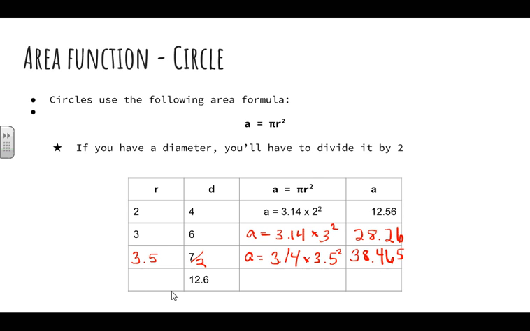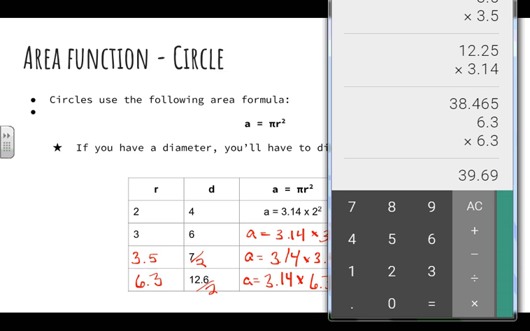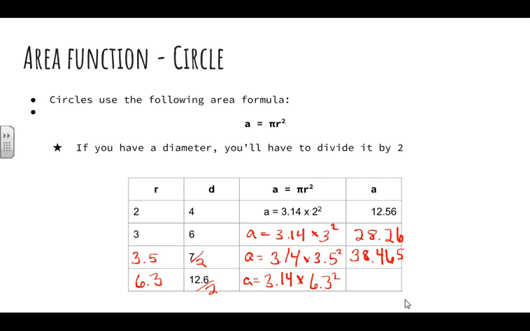Finally we have a circle with a diameter of 12.6. To get the radius, we have to divide that by 2, and we get a radius of 6.3. So we plug that in. Our area equals 3.14 times 6.3 squared. We have to square 6.3 first, and multiply that by 3.14, and we get an area of 124 point, we're going to round it to 0.6, 124.6.